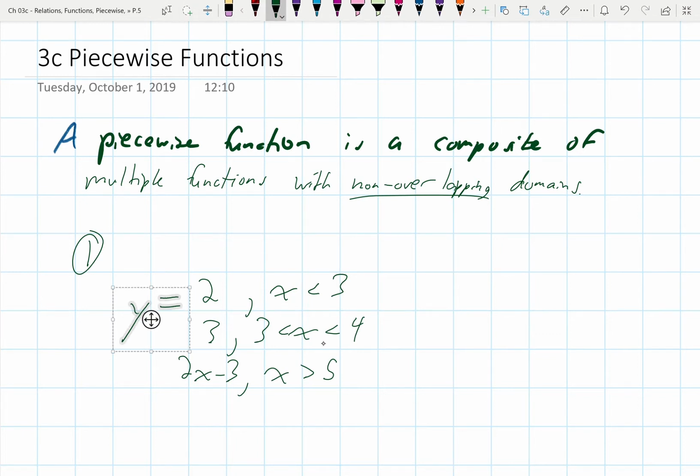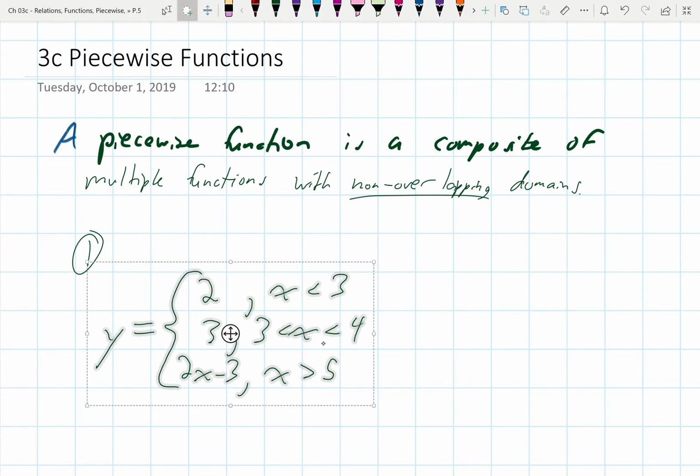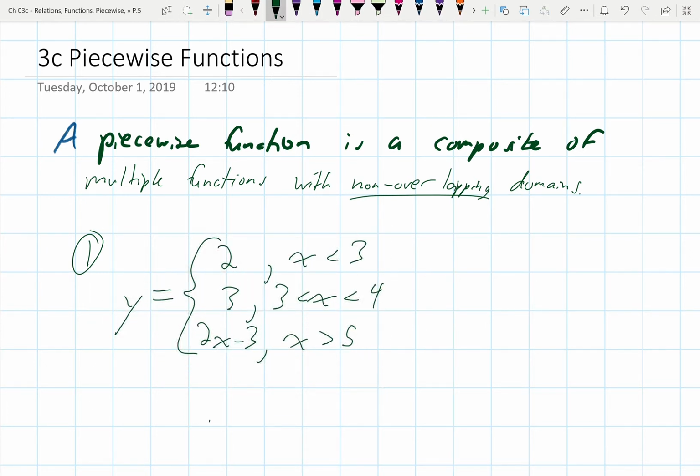And to make this look proper, I'm going to move the y to the middle. I'm going to use a left brace. And this is our first example of a piecewise function.